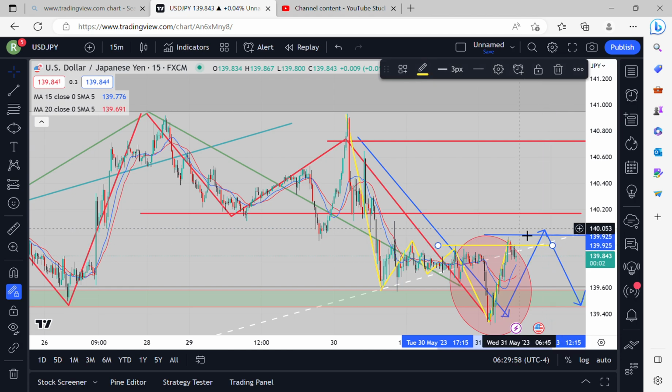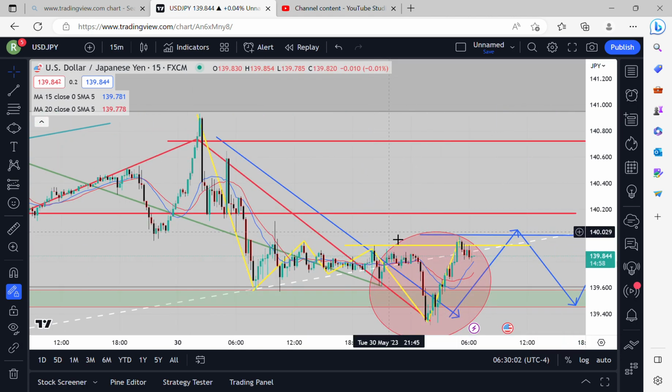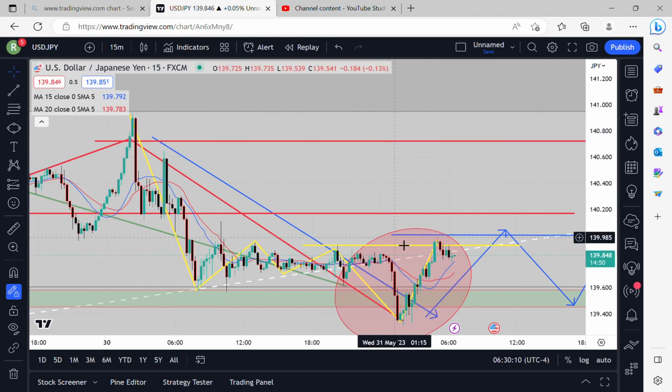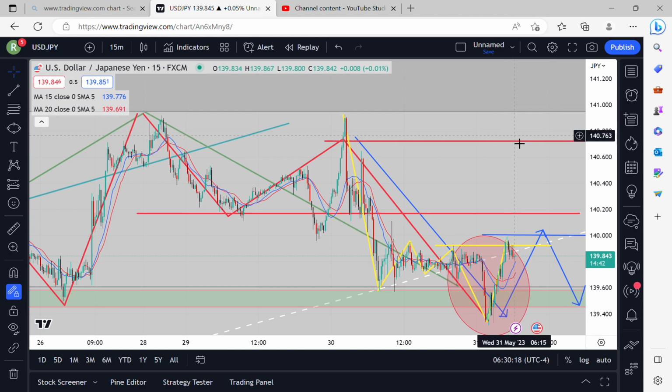It needs to break this level before I even think about going to the upside. It did break it, but you can see that it clearly just broke back down again. I need two bullish candles at least for it to go to the upside, and then I hold it to at least up there to these levels, 140.76.